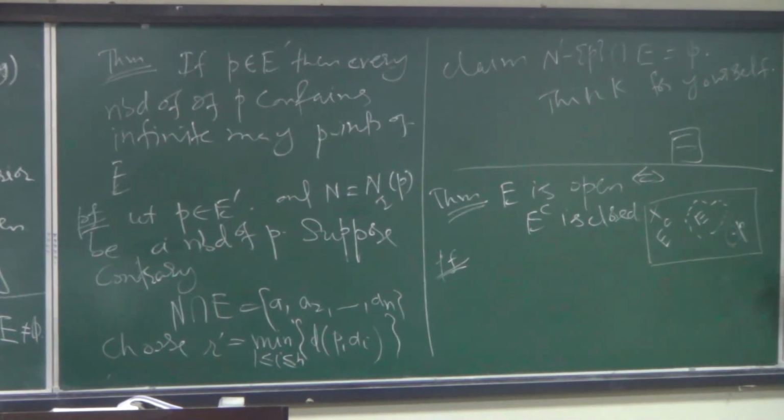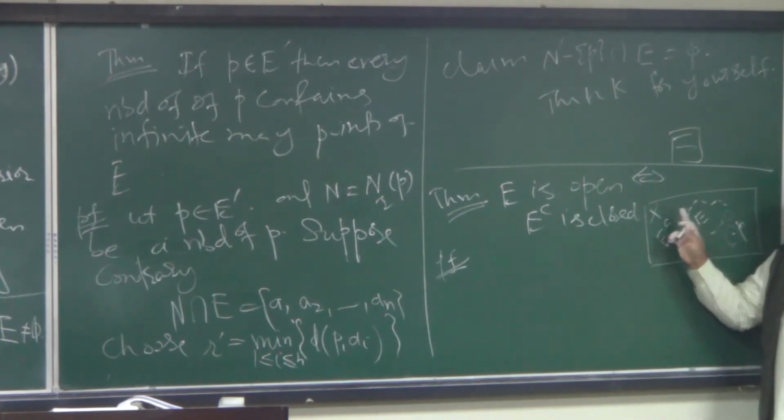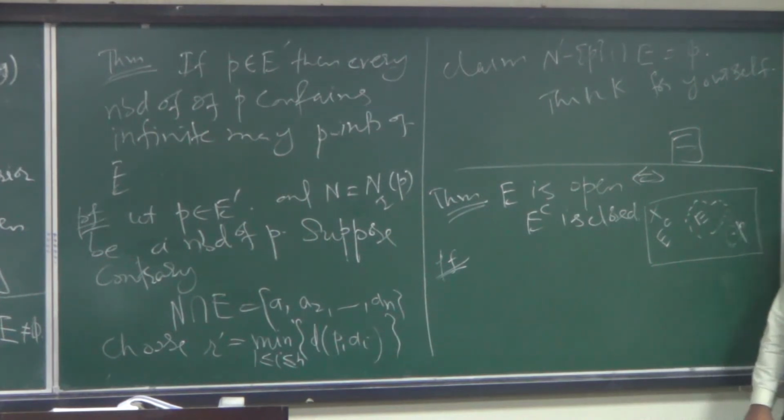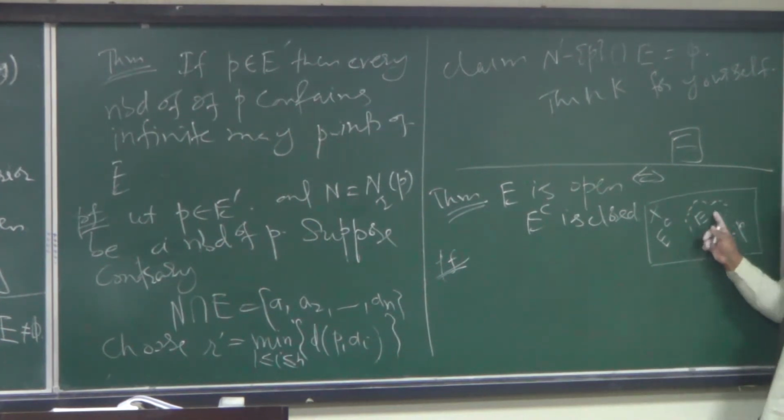So if E complement is closed, let's assume that E complement is closed. I would like to show that E is open. So what I need to do is take a point from E and show that it's an interior point of E.